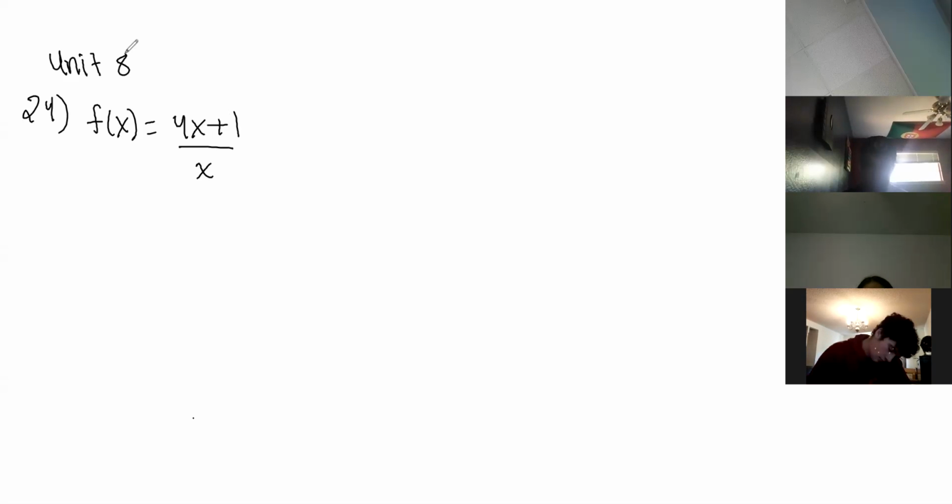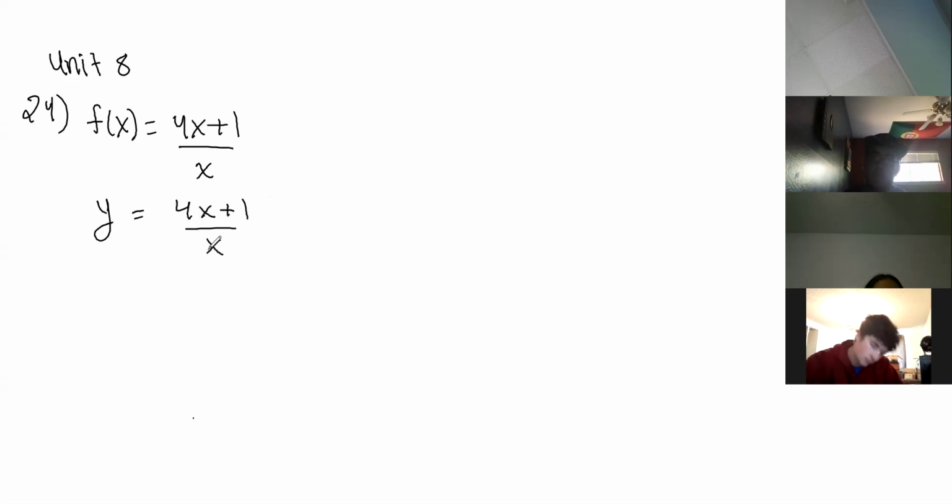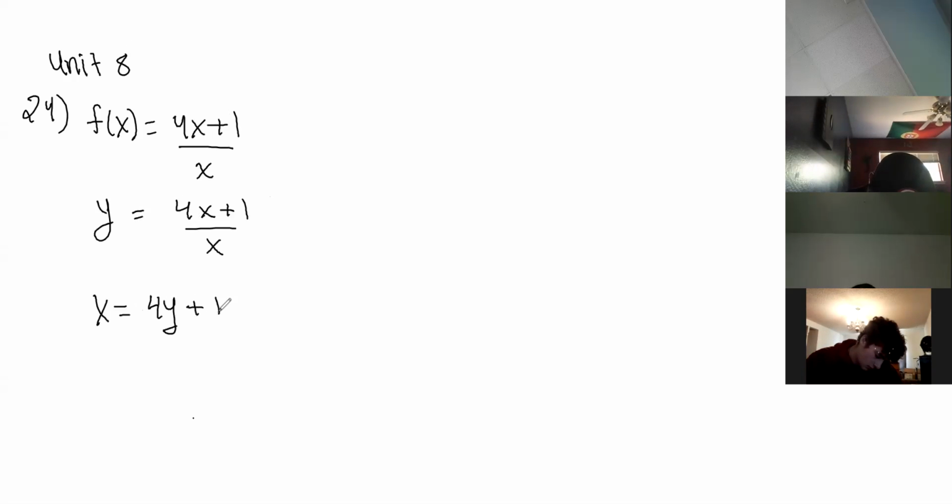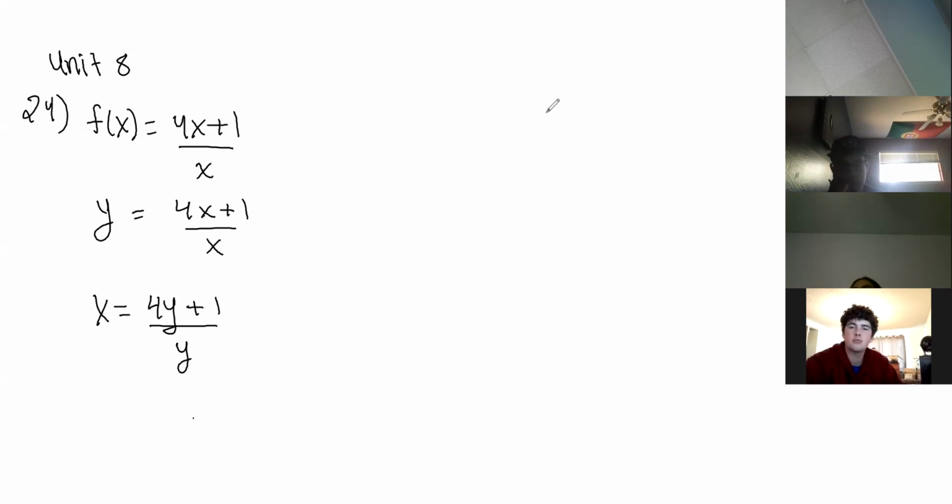Okay, do you guys remember how we find the inverse? First, we change that to y. And what do we do next? You flip the variables. Okay, after that, we start to solve. This was one that we had on the test extra credit, and it was on the group quiz right before the Unit 8 test.